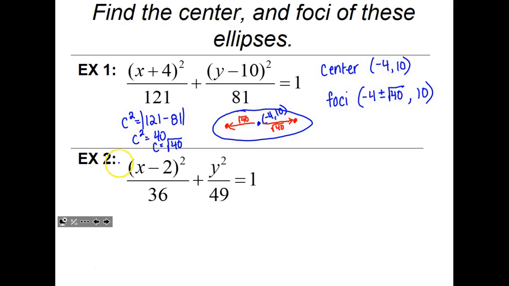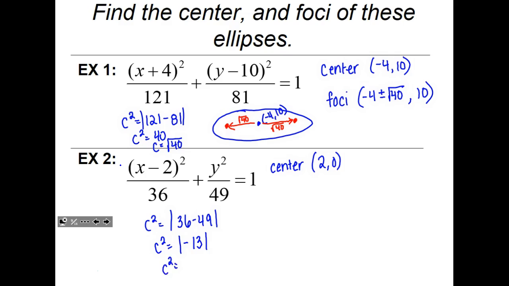Okay. For number 2, I have a center at 2, 0. And this time, I'm going to have c squared equals, the absolute value bars are going to be important here because I've got 36 minus 49. And 36 minus 49 is going to give me -13. And so we need those absolute value bars there because we need that to be +13, and then we'll square root both sides. So we get c is the square root of 13.